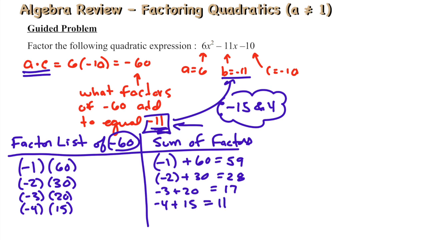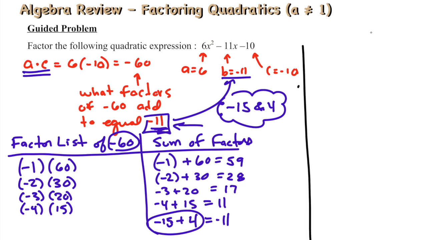And we say, well, we want negative 11. So we have the right number, but the wrong sign. So we're simply going to switch it. We're going to say, well, negative 15 plus 4 gives us negative 11. Those are the two numbers we're going to use, negative 15 and 4.